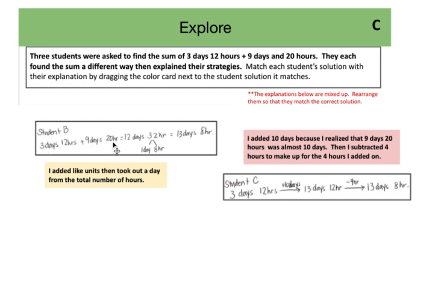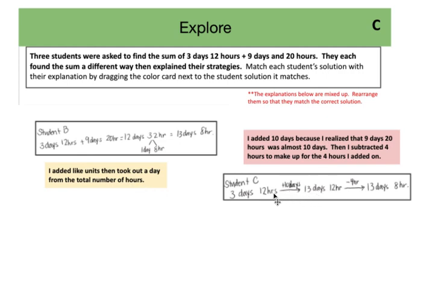So student B took the two addends and just added up the like units, right? 3 days, 9 days, it's 12 days, 12 hours, 20 hours, 32 hours. We noticed then they created a number bond here, 1 day, which is 24 hours, plus the 8 more hours, and they rewrote the 24 hours as 1 day, and then regrouped those units so we get 13 days, 8 hours. And we have the explanation that matches up. I added like units, then took out a day from the total number of hours.